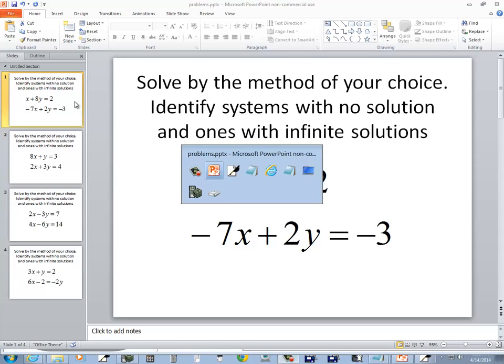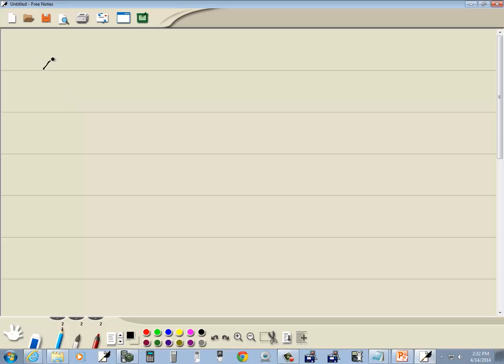Let's take a look at this problem. We've got x plus 8y is equal to 2 and negative 7x plus 2y is equal to negative 3. And we're going to use the calculator to solve this. And it's already in perfect form.